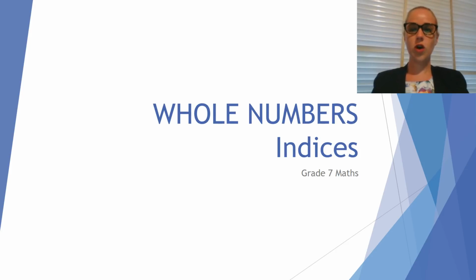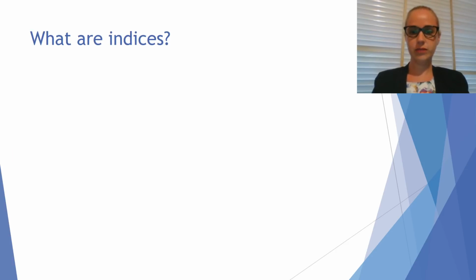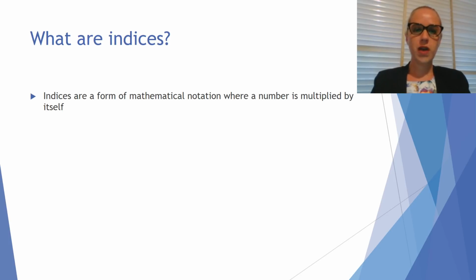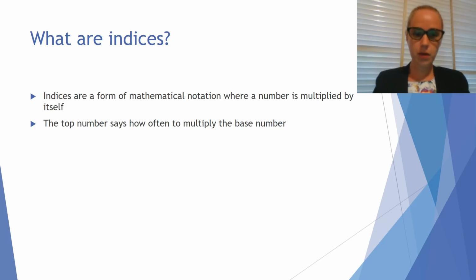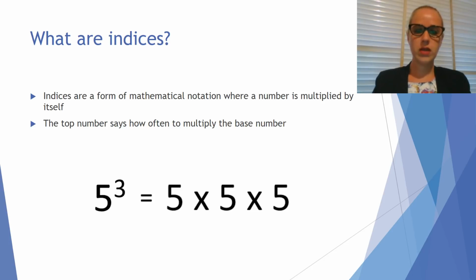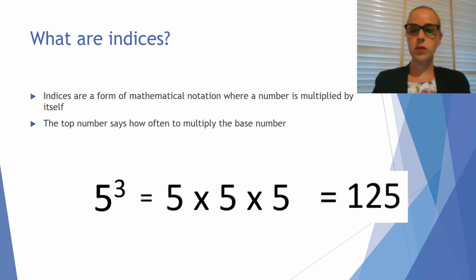This video looks at whole numbers and we're looking at indices. First, we need to consider what are indices. Indices are a form of mathematical notation, which just means a way of writing stuff, where a number is multiplied by itself. The top number says how often to multiply the base number. So in this example here, and we'll talk more about terminology and notation later, we've got the base of 5 and the index of 3, which means 5 times 5 times 5, and if you do that multiplication, you'll get that equals 125.